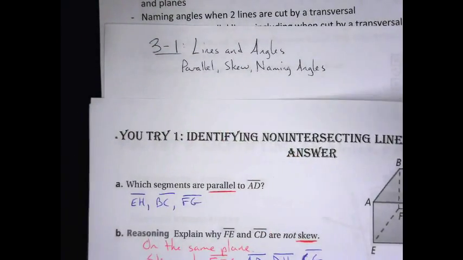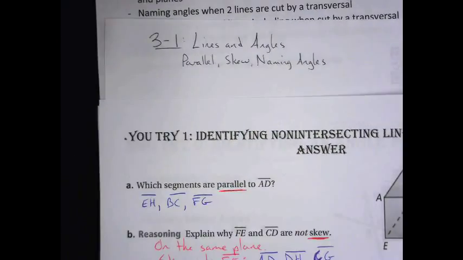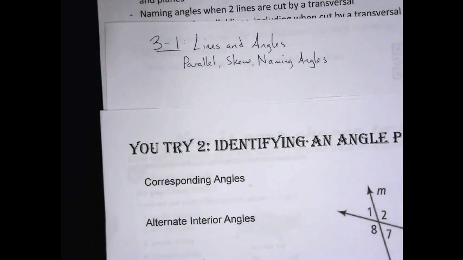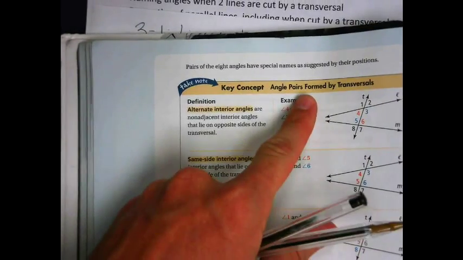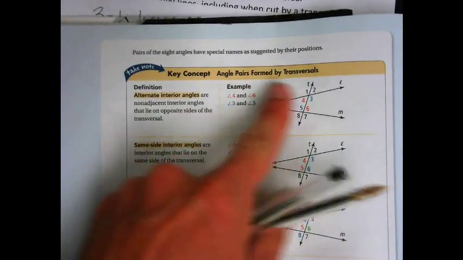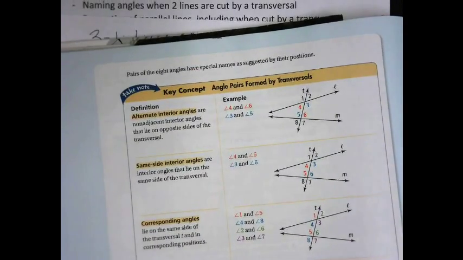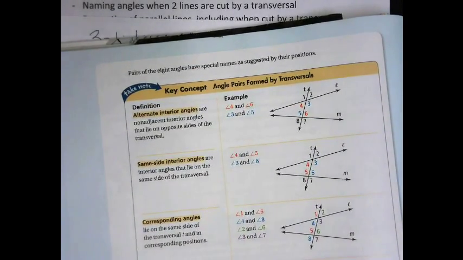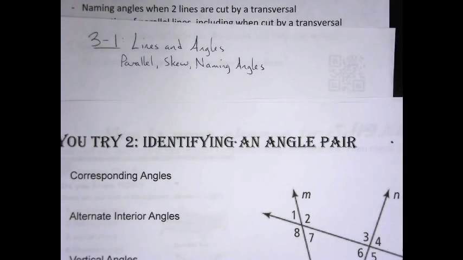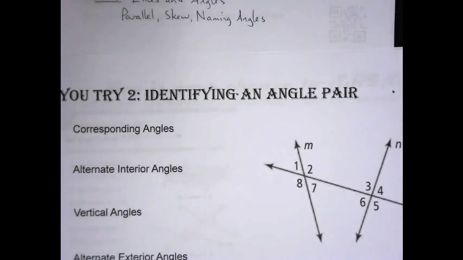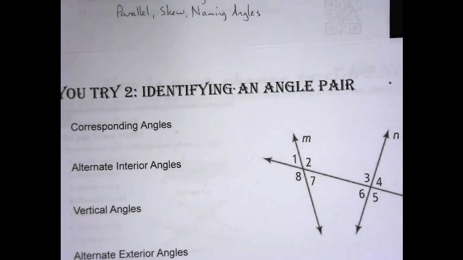And so now what we're going to do is jump into naming angles cut by a transversal. What? So angle pairs formed by a transversal. Well, what the heck is a transversal? It cuts two lines. That's what a transversal is. It cuts two or more lines. So that neat chart in the textbook on page 142 has everything here.